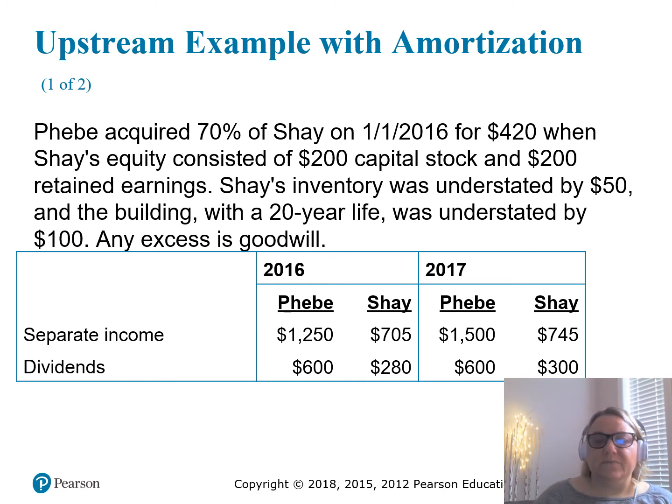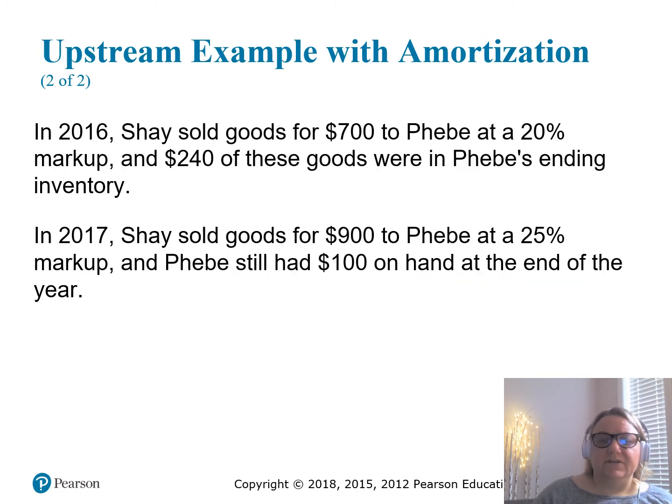Any excess is goodwill. Okay, so I hope at this point you all know how to set this up on the sheet from previous chapters, just doing the additions and subtractions. Separating out the income, this is new for 2016. These are the breakdowns between Phoebe and Shay. Now, in order to fully comprehend the upcoming sheets, really consider making a screenshot of this, putting it in the corner as I'm walking through this explanation.